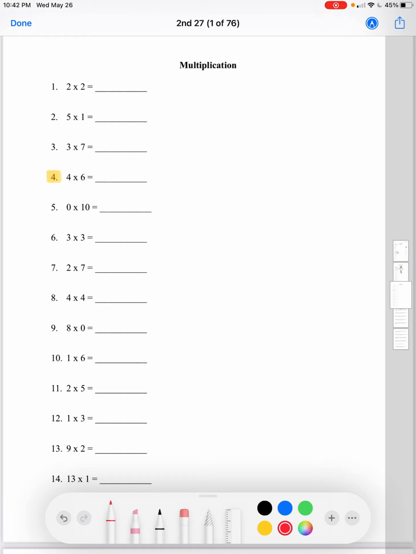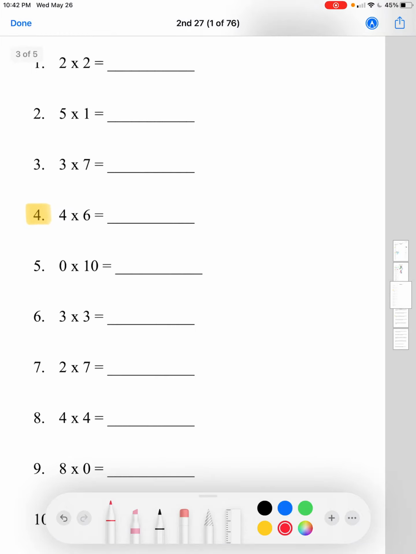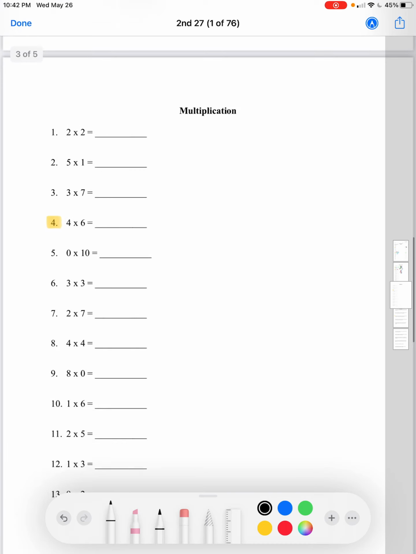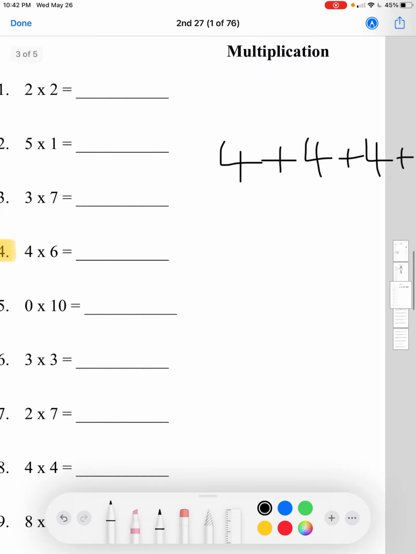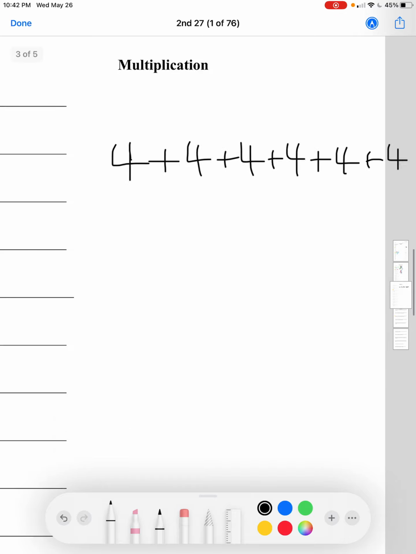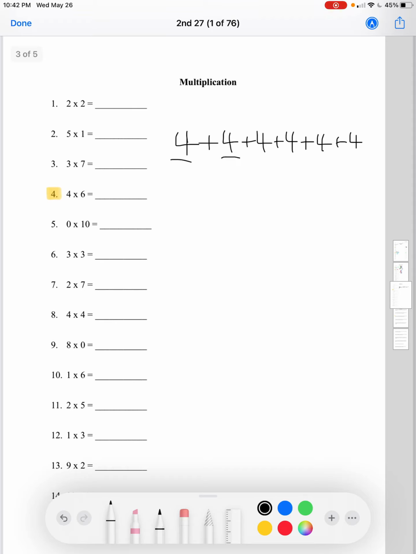4 times 6 equals blank. So there are a lot of ways you can do this. One way would be to add the number 4 6 times. So 4 plus 4 plus 4 plus 4 plus 4 plus 4. Because that's what it means for 4 times 6. That means we have the number 4 6 times. We're trying to find the total of that. So if you look here, we have 1, 2, 3, 4, 5, 6, and we have the number 4.